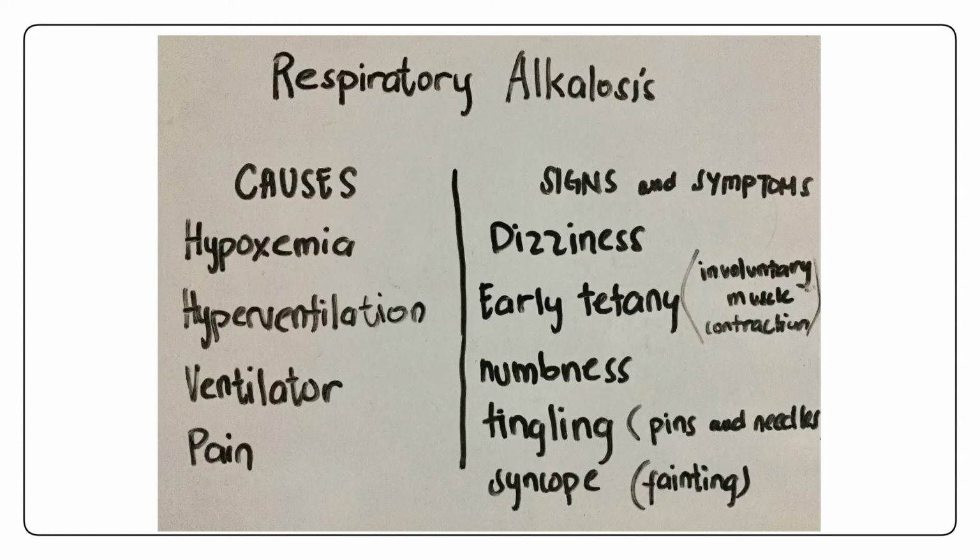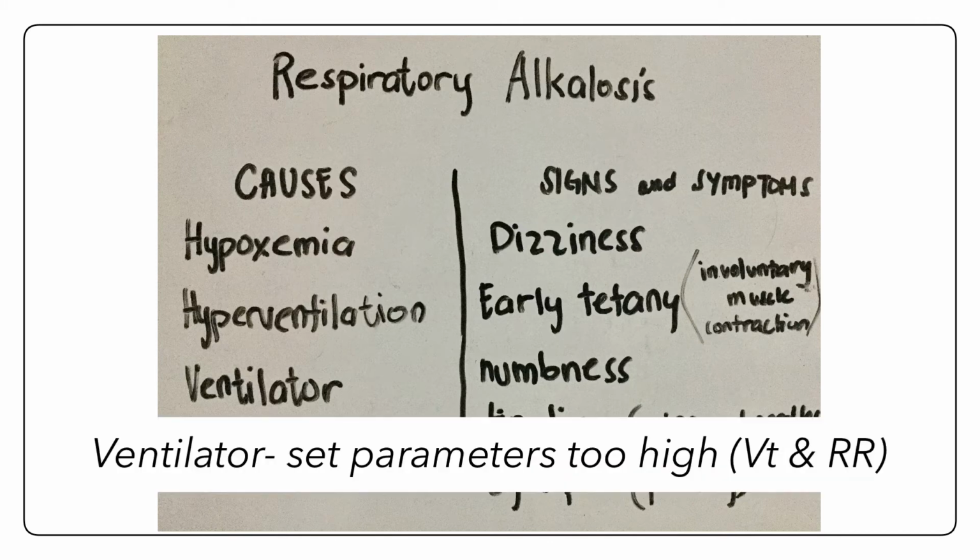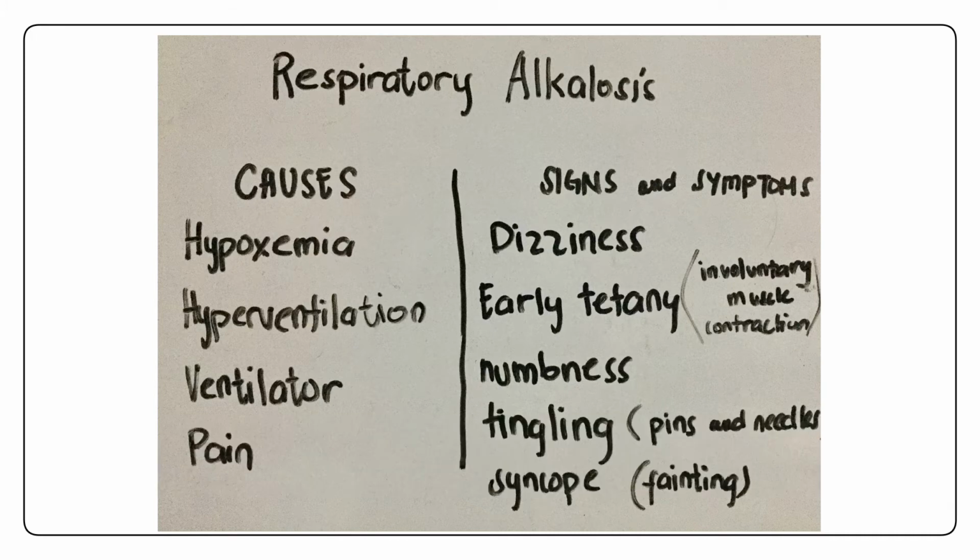Now why is the ventilator one of the causes of respiratory alkalosis? When the patient is on a ventilator, the patient does not have control of their own breathing. So it can be that the set parameters on the ventilator, specifically the tidal volume and the respiratory rate, are too high so that the patient exhales too much carbon dioxide. Next, pain is included, because when the patient is in pain, the patient hyperventilates and leads to respiratory alkalosis. Now let's proceed to another acid-base imbalance.